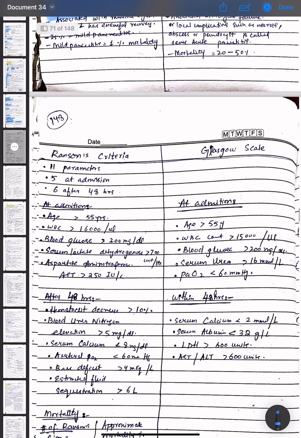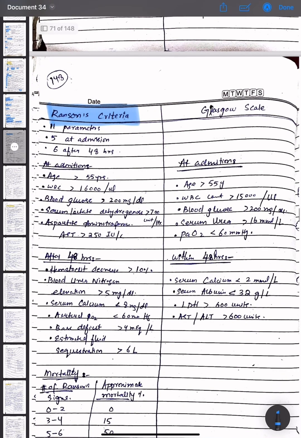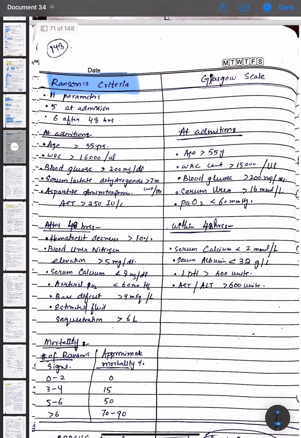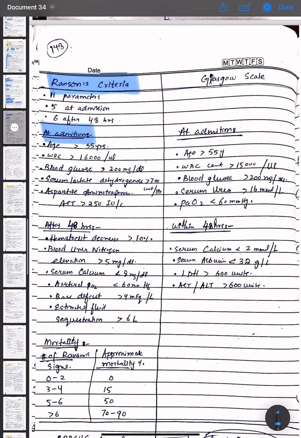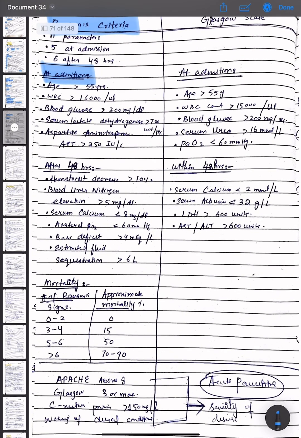Then we have Ranson's criteria, which has 11 parameters, 5 at admission and 6 after 48 hours. At admission, the age greater than 55 years, WBC greater than 16,000, blood glucose greater than 200 mg per dl, lactate dehydrogenase greater than 700, and aspartate aminotransferase greater than 250.